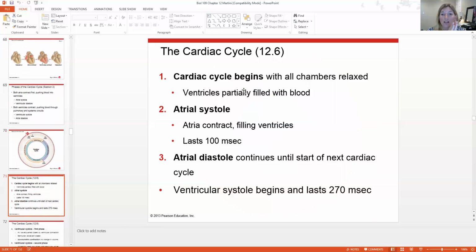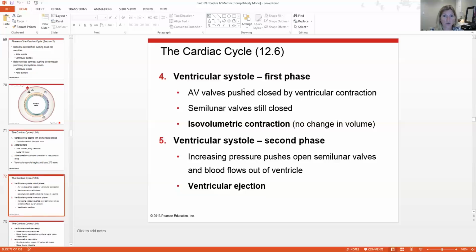So the cardiac cycle begins when all the chambers are relaxed. Then we have atriosystole. This is when the ventricles are filling. Then we have atrial diastole, which continues until the next cardiac cycle begins. Ventricular systole, the first phase, is when those AV valves are shut closed, semilunar valves are still closed, and we have this isovolumetric contraction. The pressure's building, but nothing has changed yet.